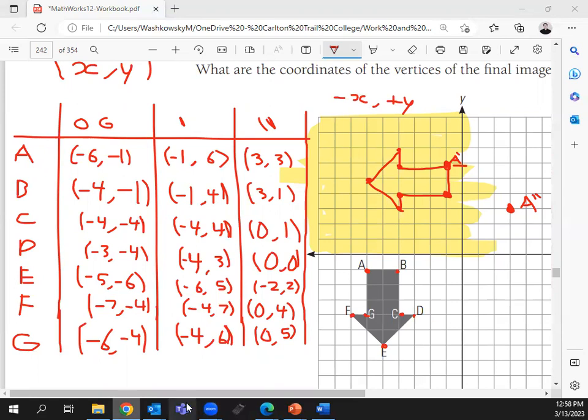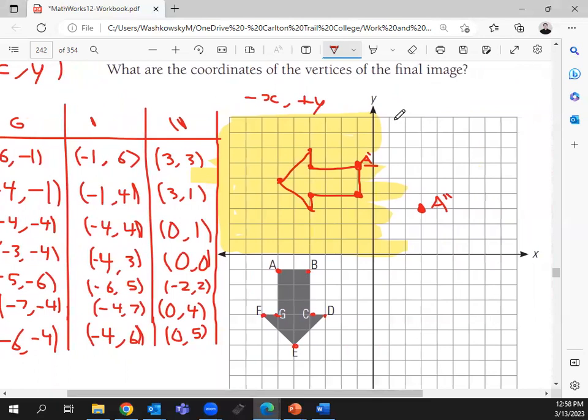Okay, so once you have all those coordinates, you could then quickly map them out, because you're not always going to have a picture here to work with. In this case, you do. And you should get a new shape that kind of looks like this. So this would be your prime shape here.